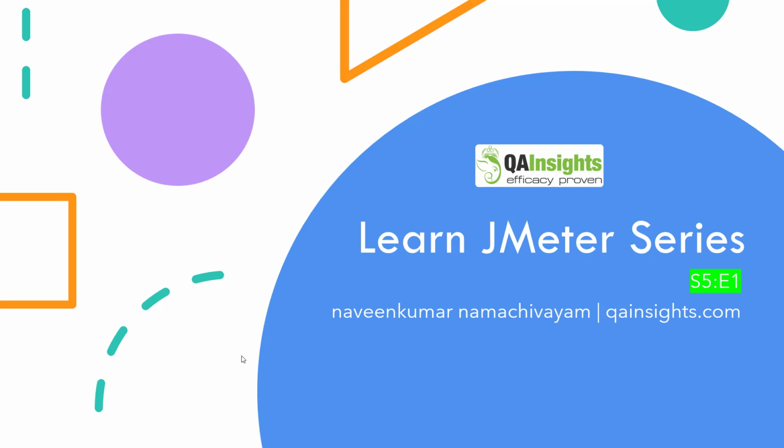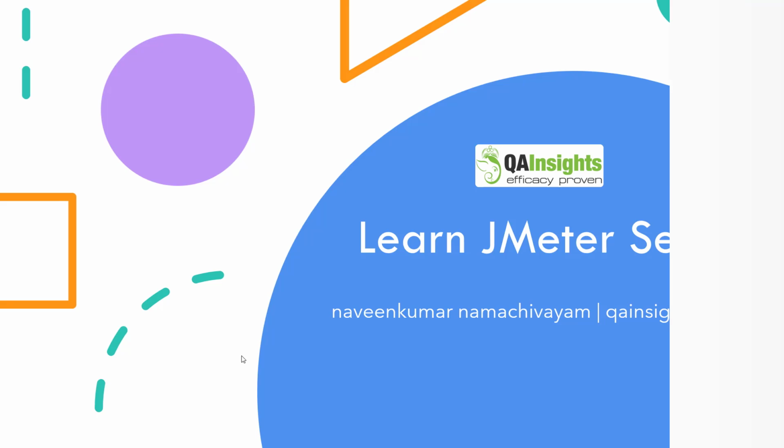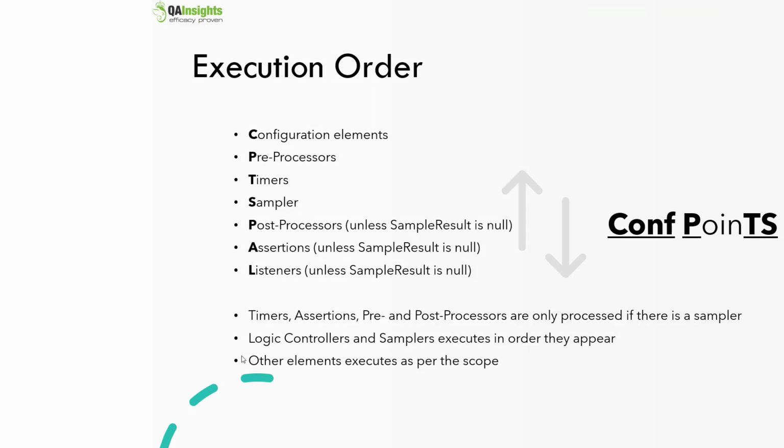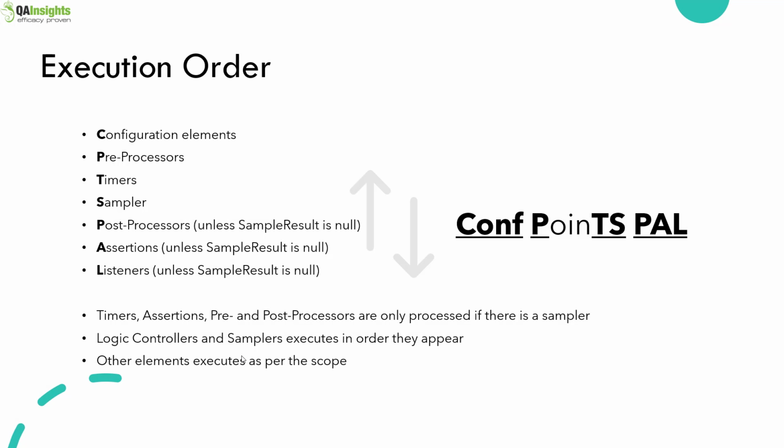Welcome to Learn JMeter series. In this season 5 episode 1, we are going to see about execution order and scoping rules in JMeter. When time flies by, you keep on adding different types of elements to your test plan. There are timers, samplers, pre and post processors, assertions, config elements, and listeners. So how does JMeter decide which element to execute?